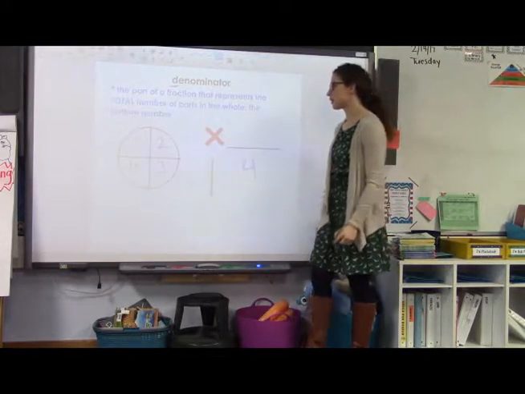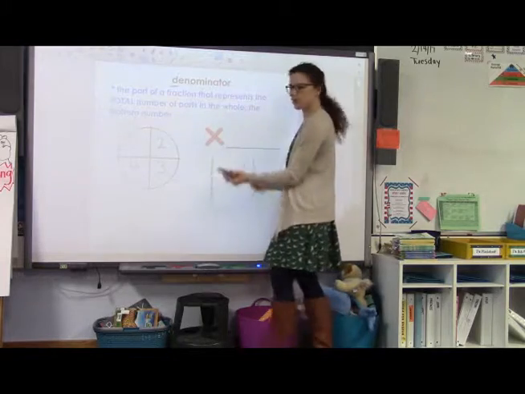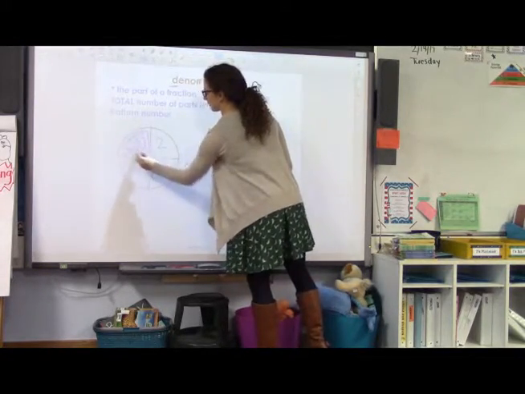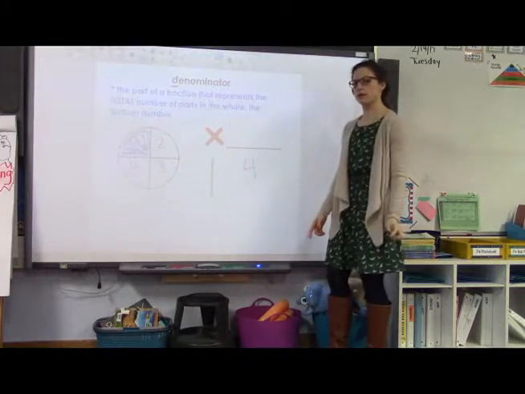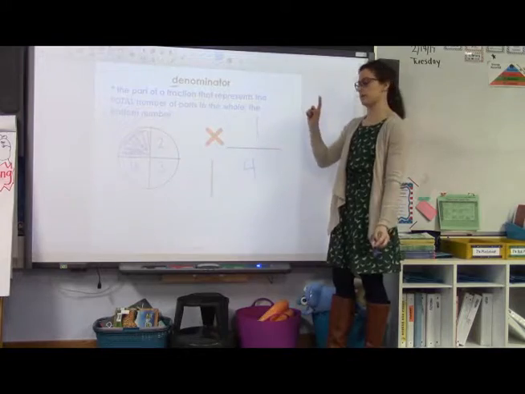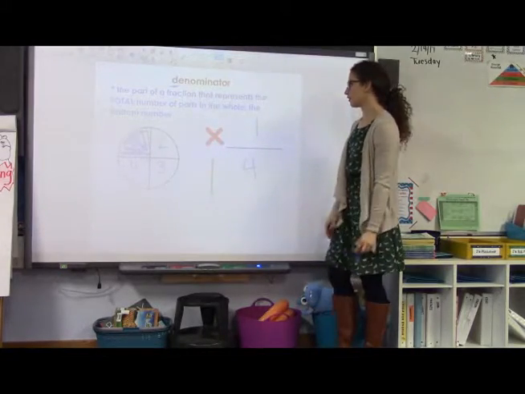Bottom number. Okay, and let's color in just 1 this time. How many parts are colored in? Just 1. Remember, that's the numerator. That goes up top. So 1/4.